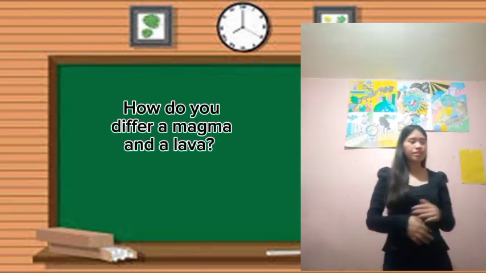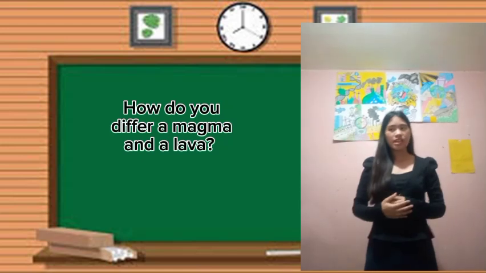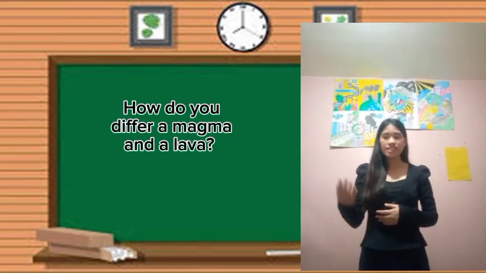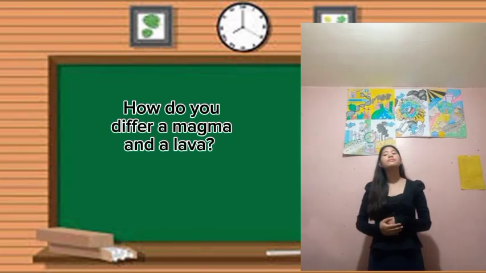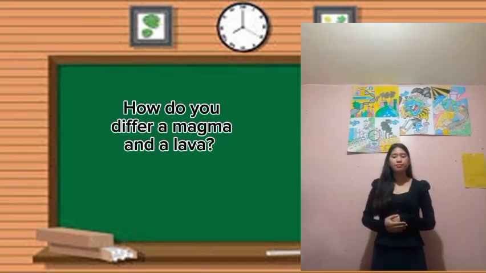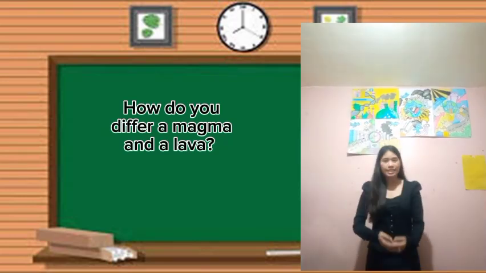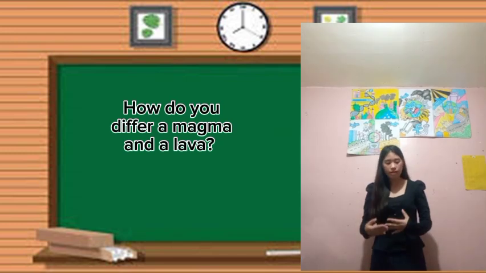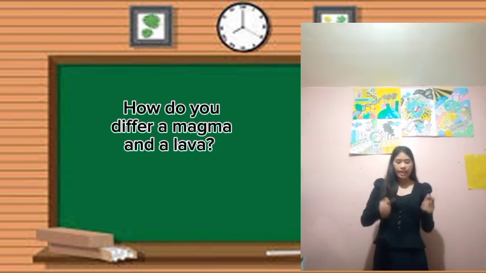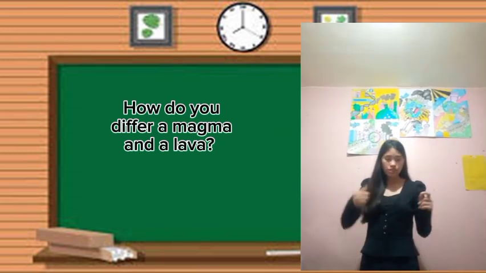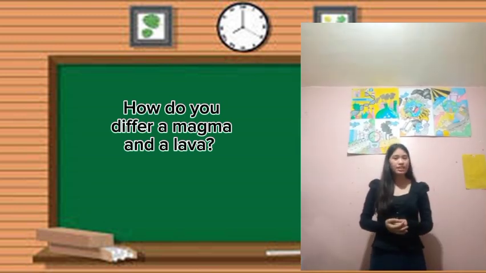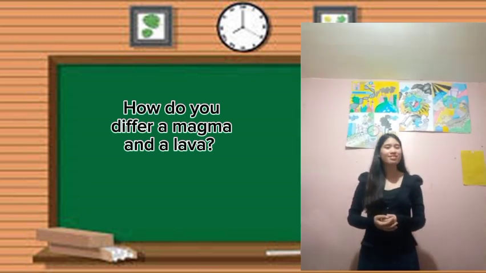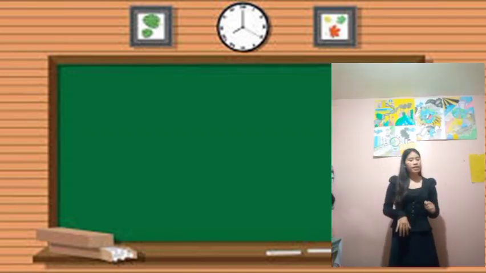Anybody from the group? Yes, Rosemay. You're raising your hands. Okay? Please stand up. Thank you. Yes, very well said. So when a magma erupts through a volcano and it reaches the surface, it becomes a lava. Understand? Thank you.